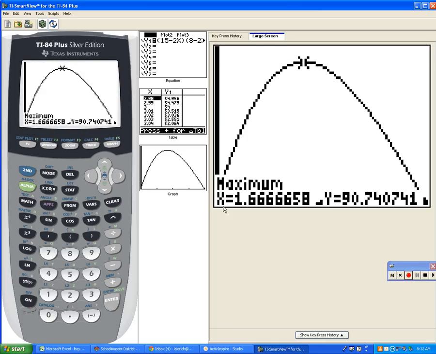And down here, it will tell me the size of the square that I should cut out of that cardboard to make the maximum volume. That's 1.6 repeating, which is 1 2/3. So if I cut out a 1 2/3 inch square from each corner of this box, then I will get a maximum volume of about 91 cubic inches. Okay?